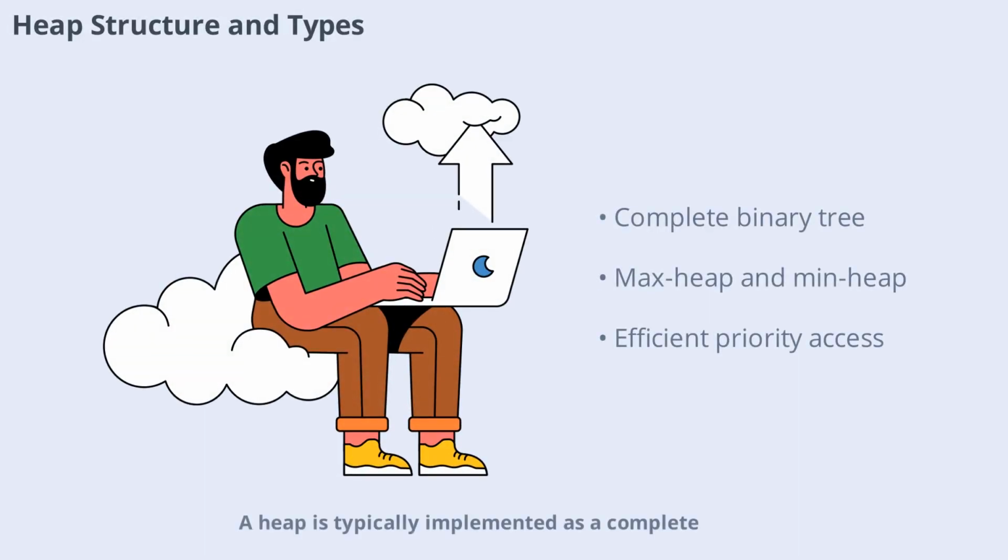A heap is typically implemented as a complete binary tree and comes in 2 main types, max heap and min heap. In a max heap, each parent node is greater than or equal to its children, so the root is always the maximum element.